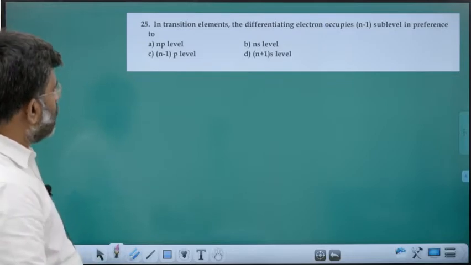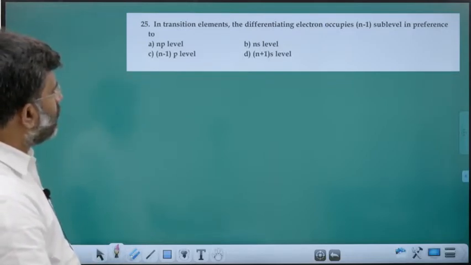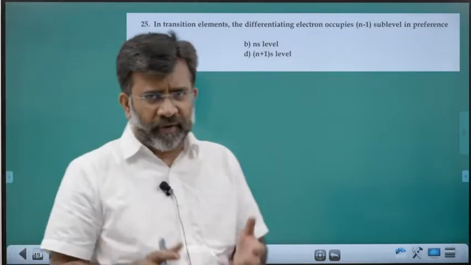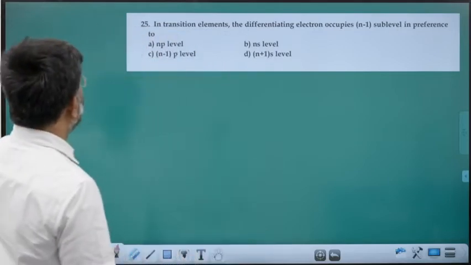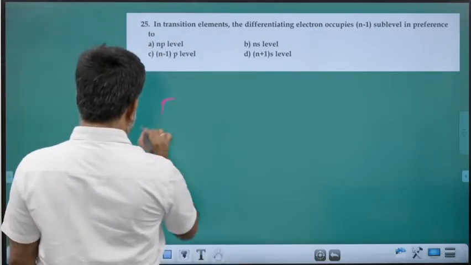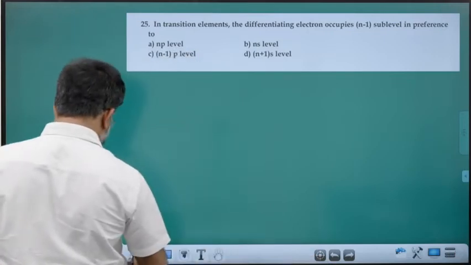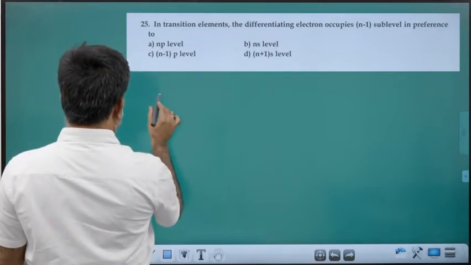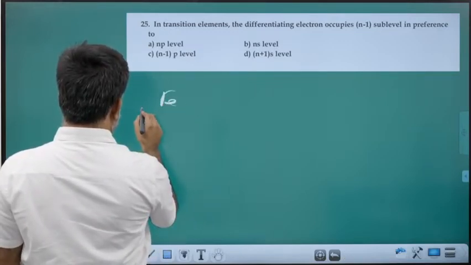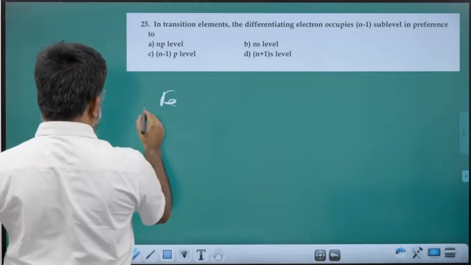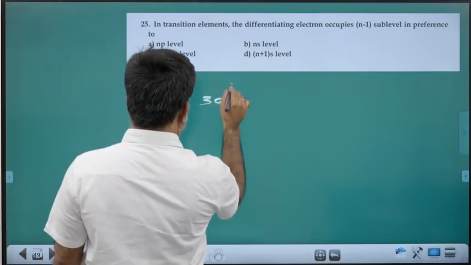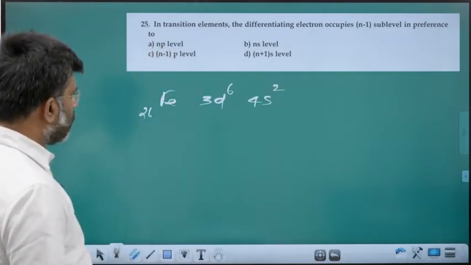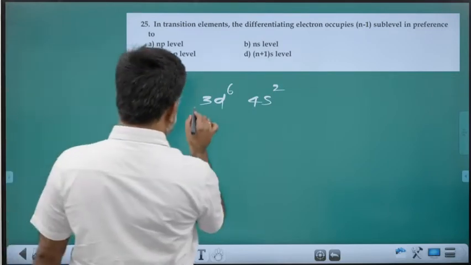In transition elements, the differentiating electron occupies the n-1 sublevel in preference to... Simple to find out, right? Suppose we take any transition element, say iron. What is the atomic number? 26. It is 3d6 4s2, right? And the electronic configuration happens here.